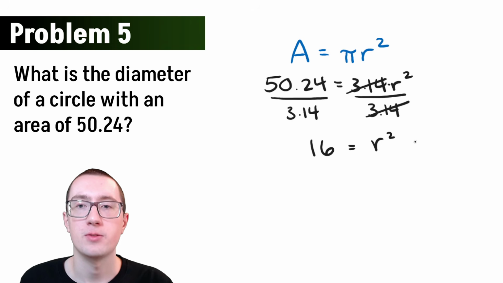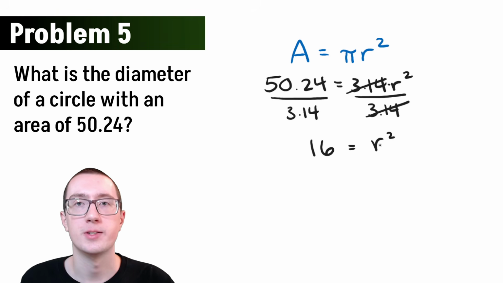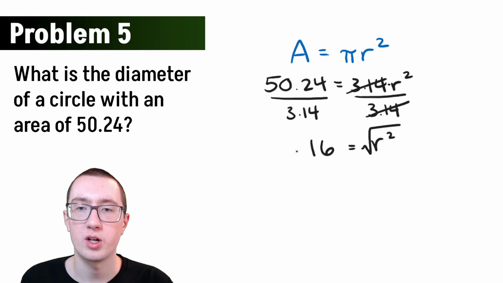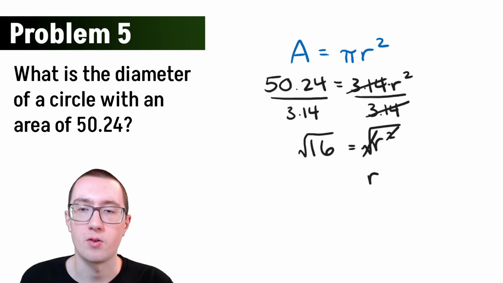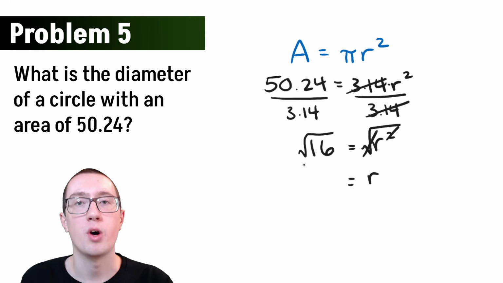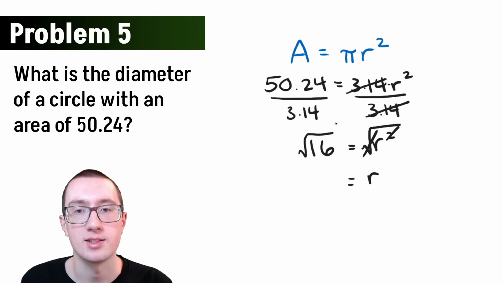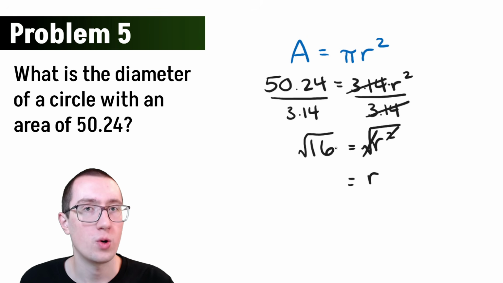The last step now to solve for r is to get rid of this squared. And the opposite of squaring is square rooting. So I'm going to square root both sides of the equation. So the square root and the squared cancel. On the right side, we just have r. And on the left side, we have the square root of 16. That's what number do you have to multiply twice to get 16? Well, 4 times 4 is 16. So the square root of 16 is 4.